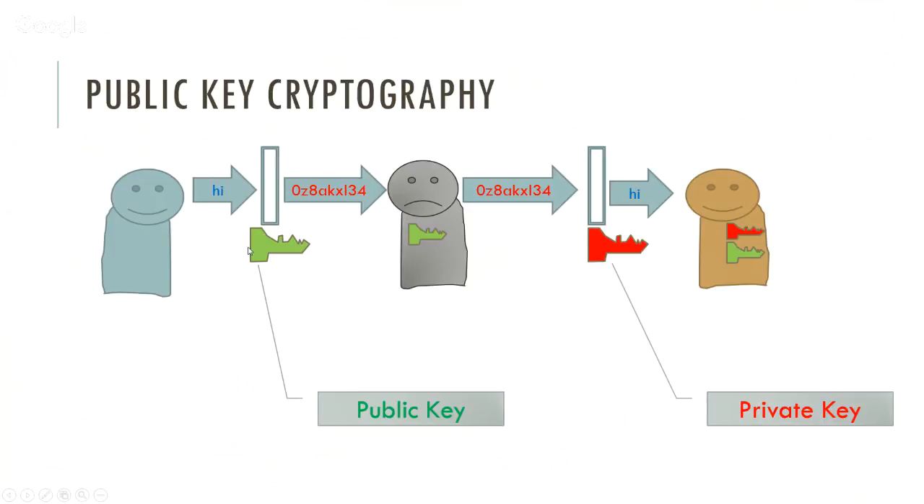Public key cryptography can be explained like this. One person, here on the right, has a private key. This person sends the public key to another person, who encrypts the information and sends it back to the person on the right, and only that person can then open the encrypted message.